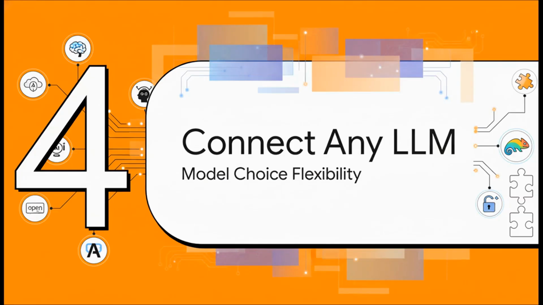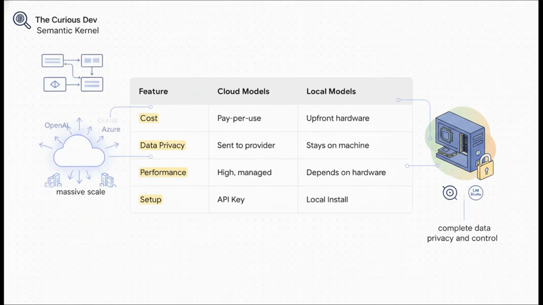Now, one of my absolute favorite features of Semantic Kernel is that it's model agnostic. And this is a huge deal. It means you are not locked into one AI provider. You have total freedom, total flexibility. So, you get a choice. You can tap into the massive, powerful cloud models from places like OpenAI and Azure, or you can run models right on your own machine. Using tools like Llama or LM Studio, you get complete control and, crucially, complete data privacy.